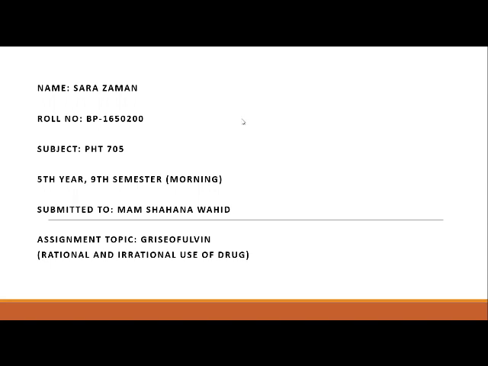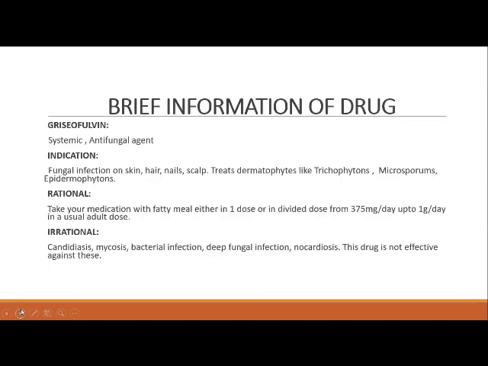The drug I'm presenting today is Griseofulvin. First, some brief information about Griseofulvin. Griseofulvin is a systemic medication. It's an antifungal agent. Now, its indication, or what it is used in. It's used in the fungal infections of skin, hair, nails, and scalp. It treats the dermatophyte infections, which are caused by Trichophyton, Microsporum, and Epidermophyton.